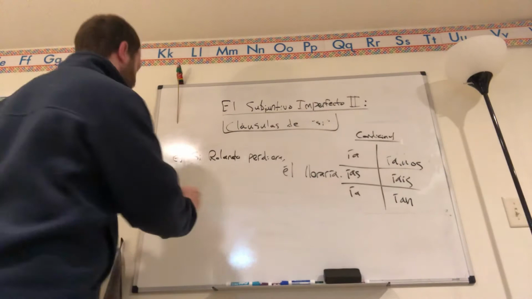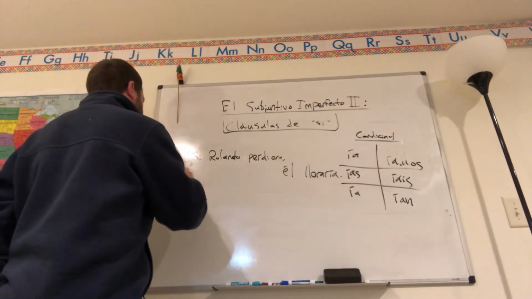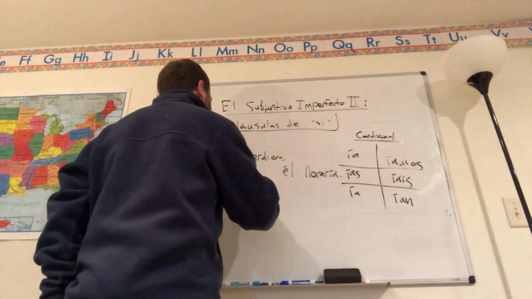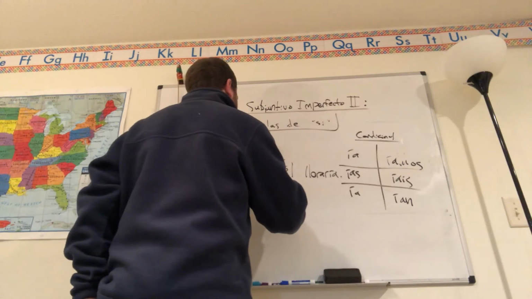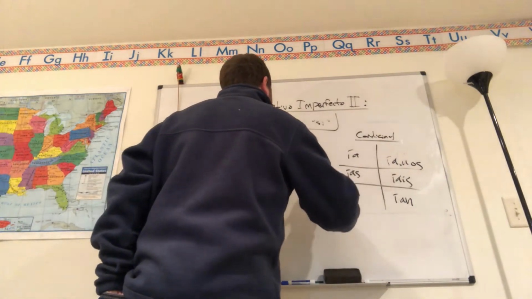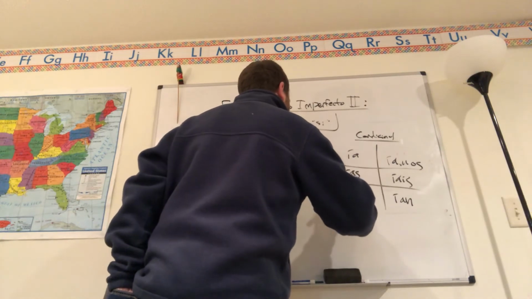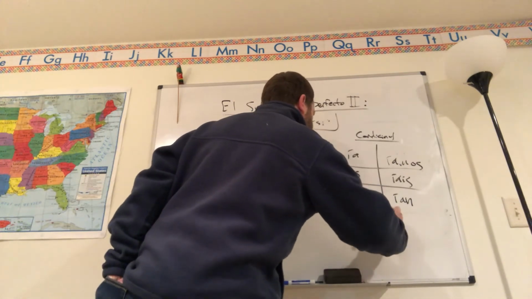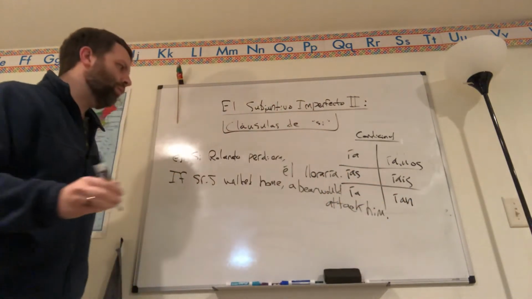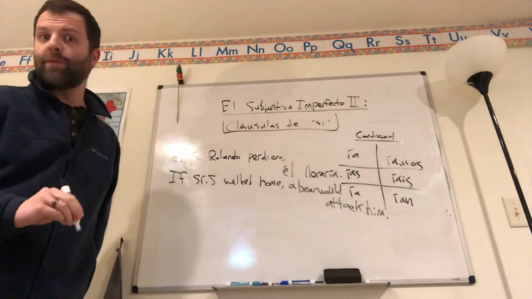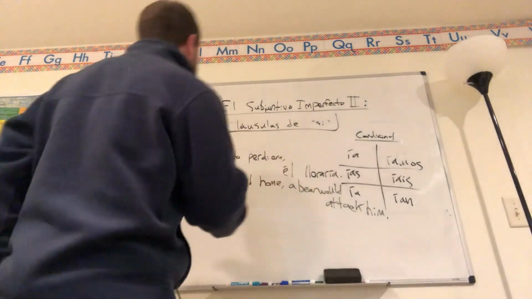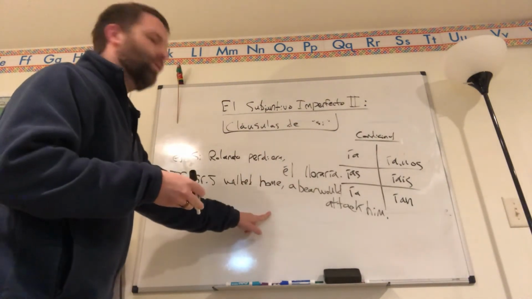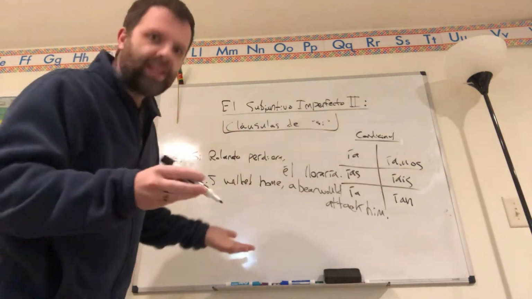Otro ejemplo. Let's see. Going with one of my classics. If Senor walked home, a bear would attack him. Right? Happens all the time to me, apparently. Aquí, again, here I have the if statement at the beginning. It doesn't necessarily have to be that. I could say, a bear would attack Senor if he walked home pretty easily. See?